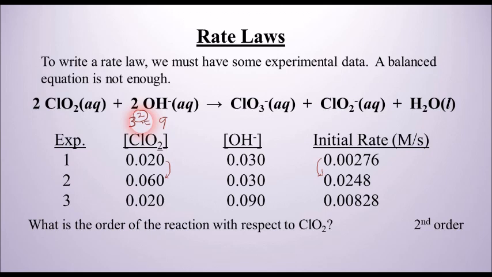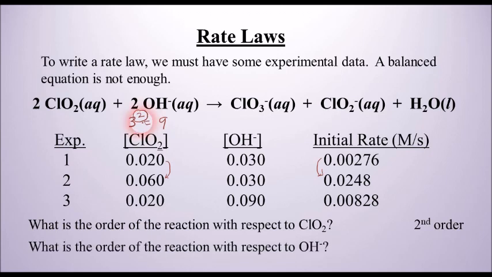Now let's do the same thing for hydroxide. Let's find the order of the reaction with respect to hydroxide. We have to do the same thing. We have to find 2 reactions where hydroxide is the only reactant that's changing in concentration. And I'd say experiments 1 and 3 would be good here, because from experiment 1 to experiment 3, ClO2 is not changing. So that means we can use hydroxide here. So from experiment 1 to experiment 3, do you see that the concentration of hydroxide is tripling?